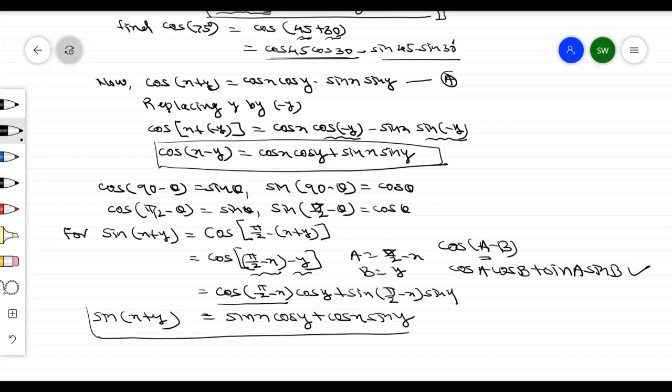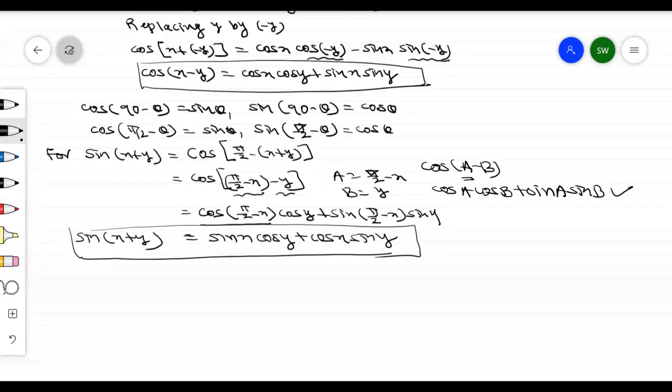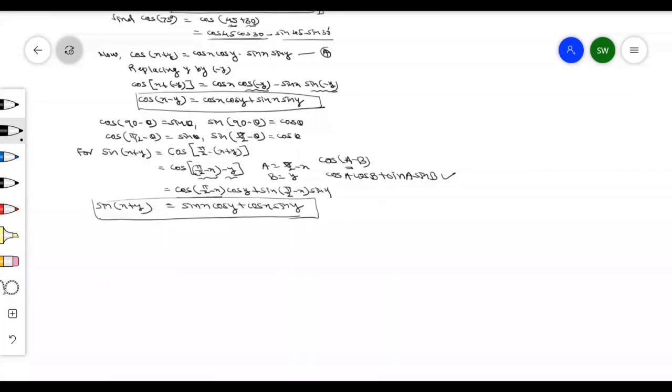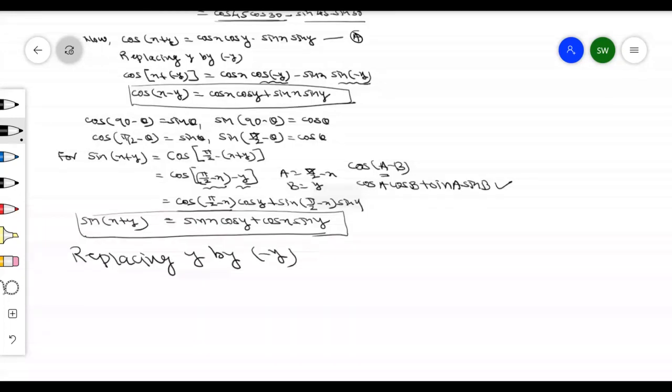So this is the third result. Now again I can find sin(x minus y). So what will be sin(x minus y)? Just replace y by minus y. So sin of x plus minus y, suppose this is a and this is b.